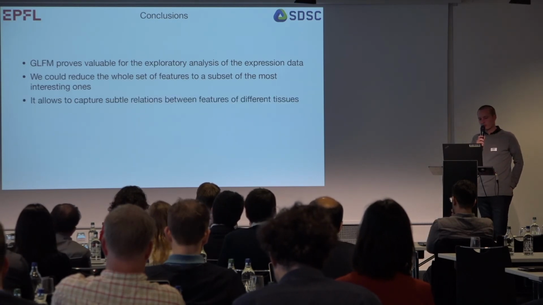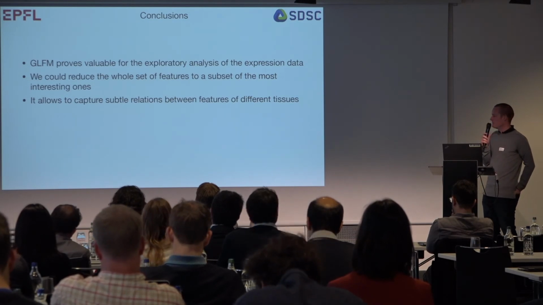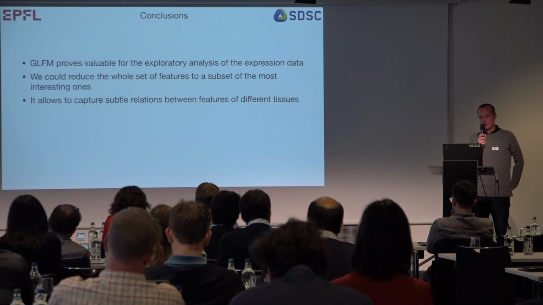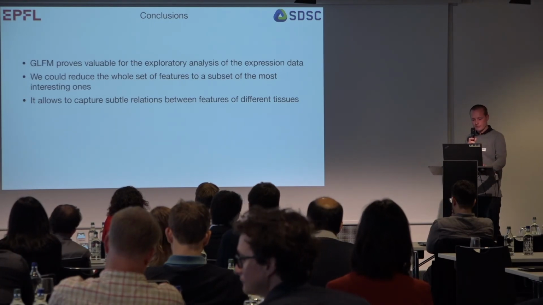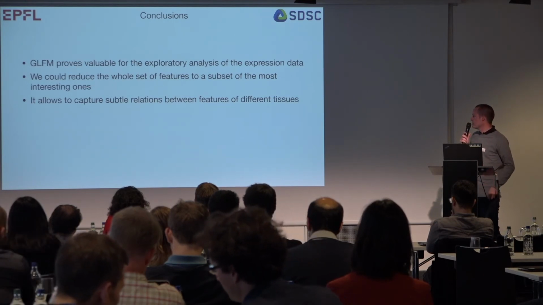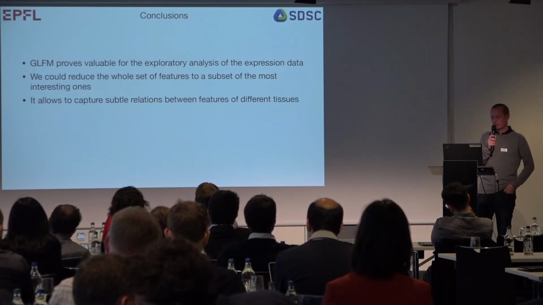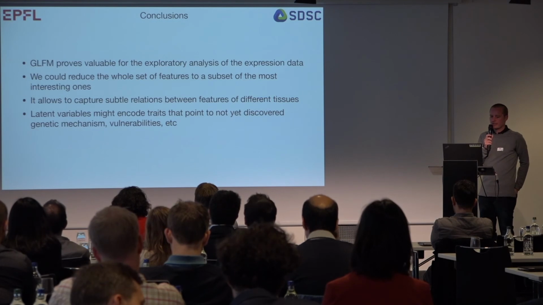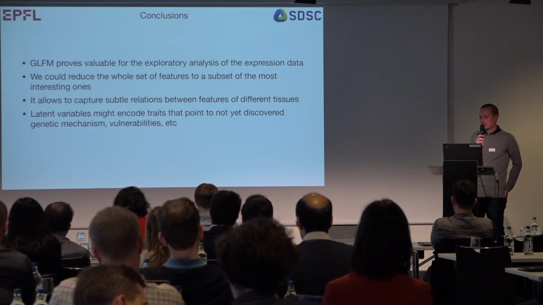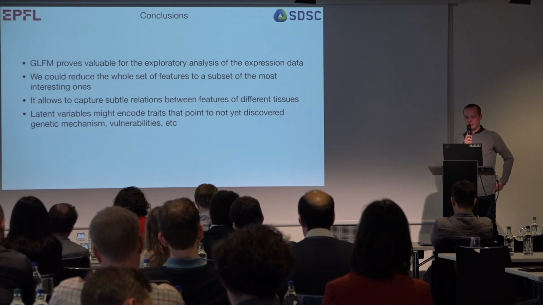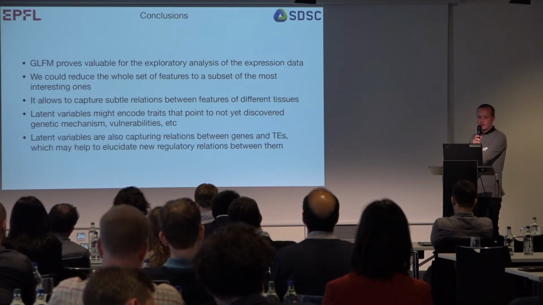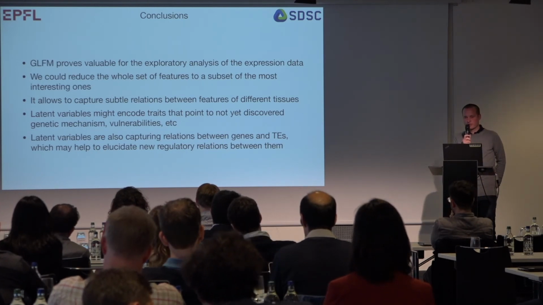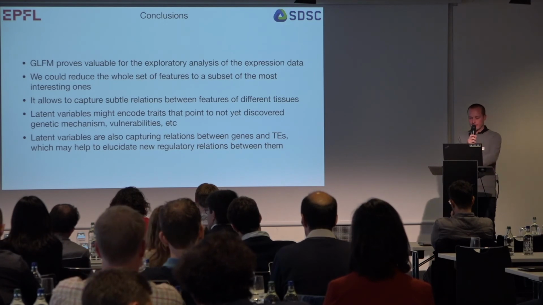And it has also allowed us to capture relations between features of different tissues. By having features in different latent variables that are explaining different tissues, we can learn a lot about how these guys interact between them. We can also see that the latent variables might encode new traits that we didn't think of, since they are learned from the data. And they also capture relations between the genes and the Ts, which also give us a lot of information about the regulatory networks between them.